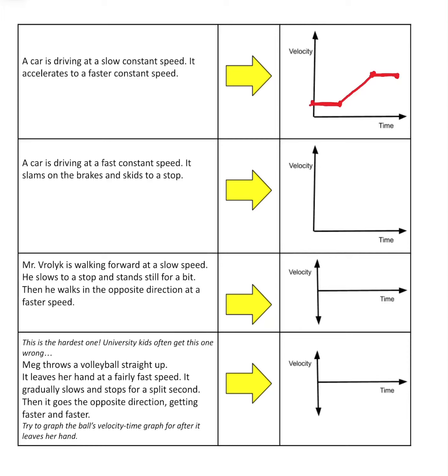This one's kind of the opposite. A car's driving at a fast constant speed, and then it slams on the brakes and skids to a stop. And the last one, speeding up, was a positive slope, the connector of the two points. This time we're slowing down, so it's going to be the opposite. It's going to be a negative slope. And it says it goes all the way to a stop. Stop means not moving, so we're going to slow down, slow down, slow down. And when we get to the time axis, that's when we're not moving. We're going to draw a little horizontal there to show that it stays not moving for a sec.